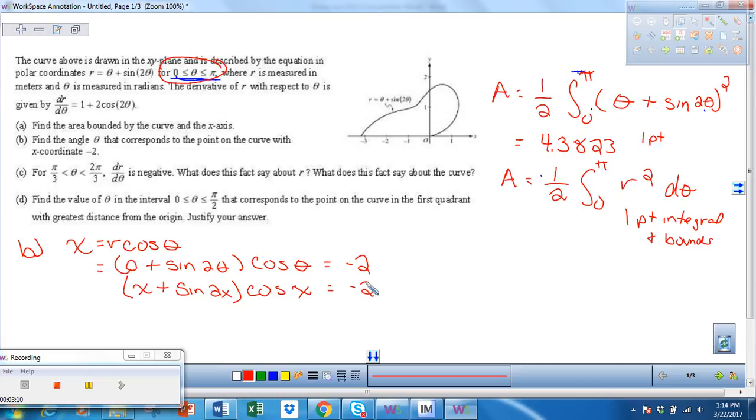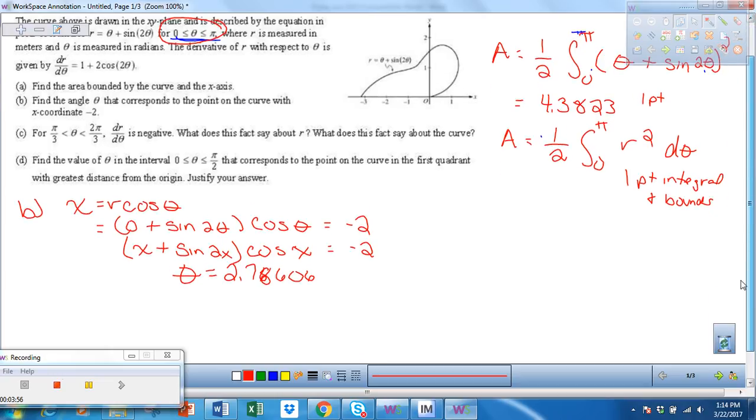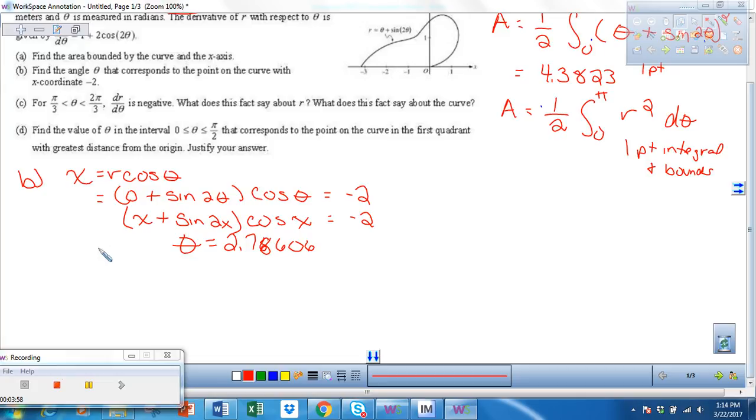Jake? You look at the bounds. So in your calculator, your x min would be 0 and your x max would be pi, because you only care what's happening in there. And according to what I got, theta would be equal to 2.78606. If you need help doing that on your calculator, I will show you when I'm finished with this. Any questions on B? So you just plug it into Y1 and Y2 in function mode, and find the intersection. Change your window, yes.